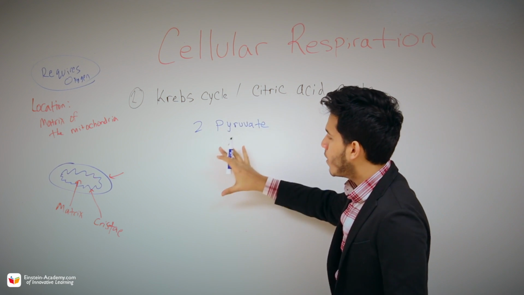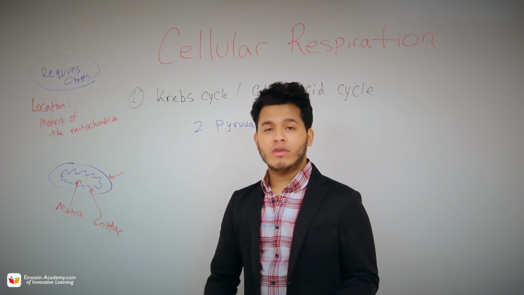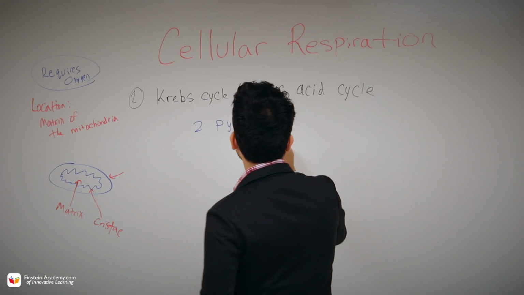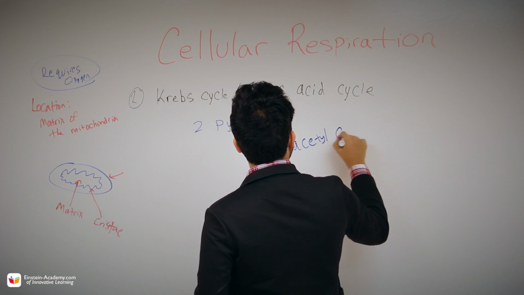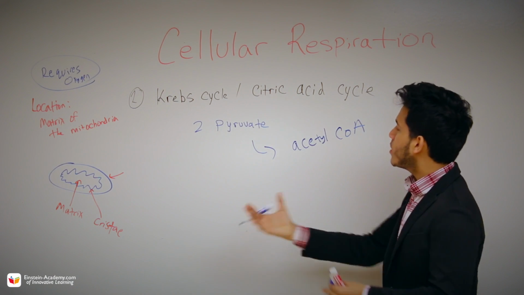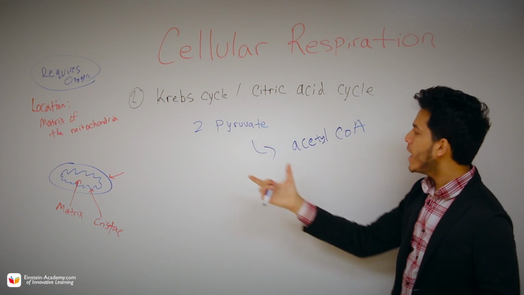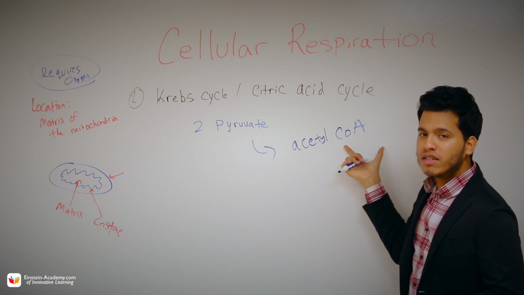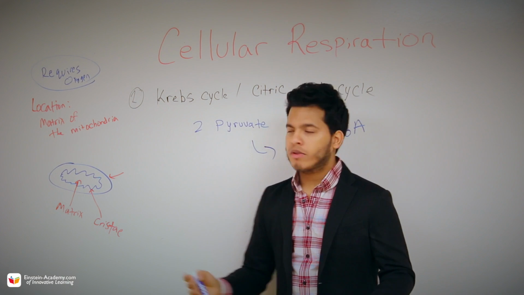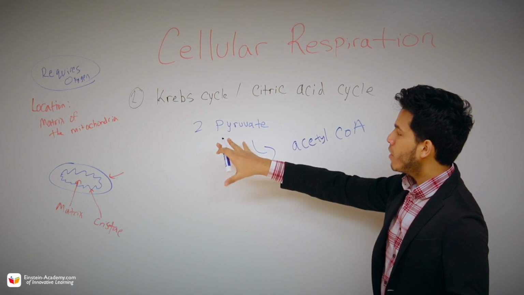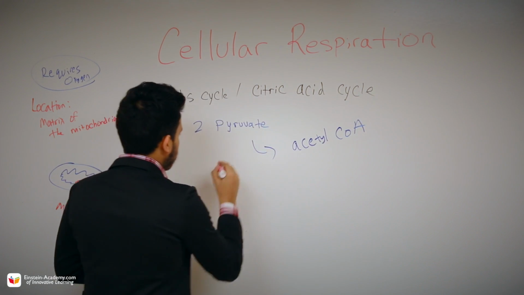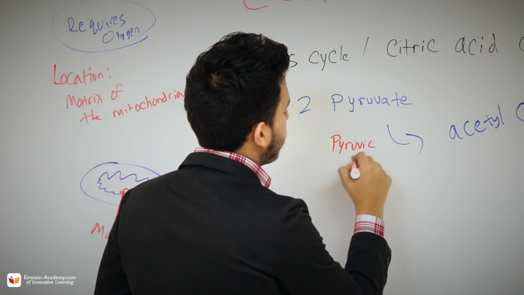Now, in order for these 2 pyruvates to actually enter into the matrix and start doing whatever they're going to do, what you need to do is first convert this pyruvate into something called acetyl-CoA. The reason for that is because pyruvate is a big, ugly compound. It won't go into the matrix of the mitochondria unless you oxidize it into acetyl-CoA. CoA is the enzyme that transports this acetyl into the matrix of the mitochondria to carry out the Krebs cycle. So this process where we convert the 2 pyruvate molecules into acetyl-CoA is called pyruvic oxidation.